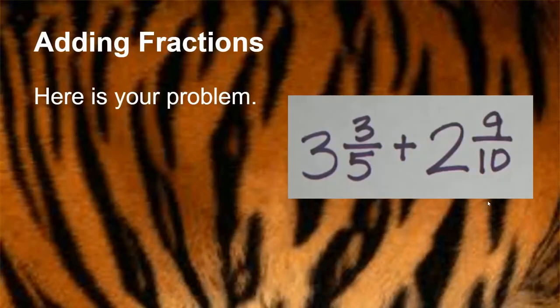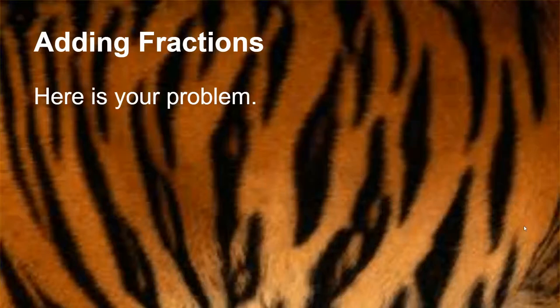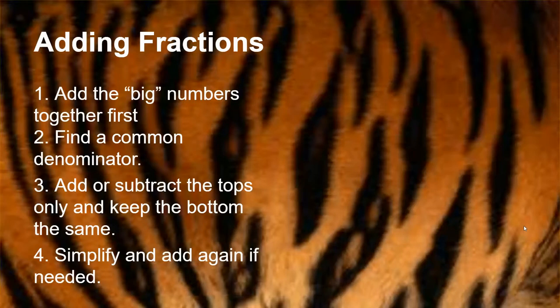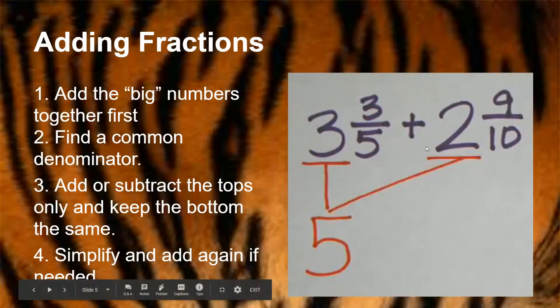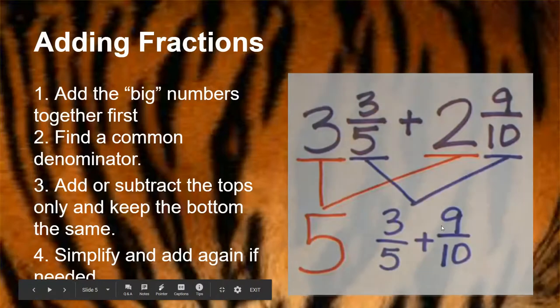Here is your first problem. Notice they each have a big number. Notice they each have a fraction part. I'm going to take the two big numbers and I'm going to add them together. So 3 and 2 makes 5. Pretty simple right there. Then I'll have these two fractions.